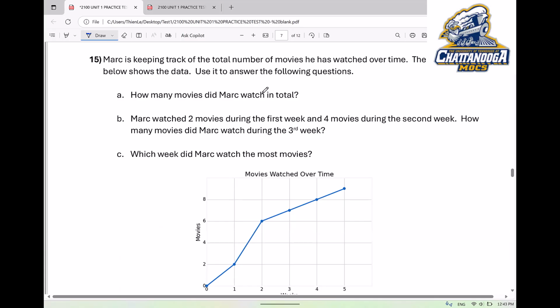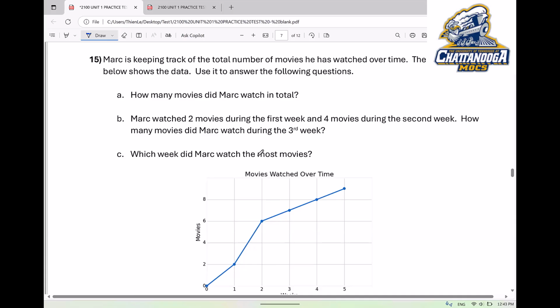Mark watched 2 movies during the first week, right? And 4 movies during the second week. How many movies did Mark watch during the third week? So the third week, which is this from 2 to 3, right? Which is increased from 6 to 7. So we get 1 movie here.